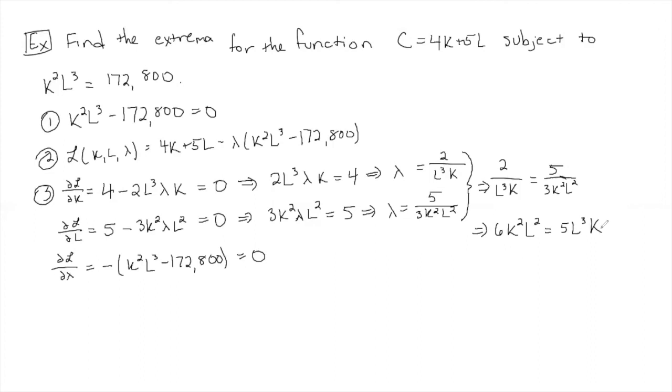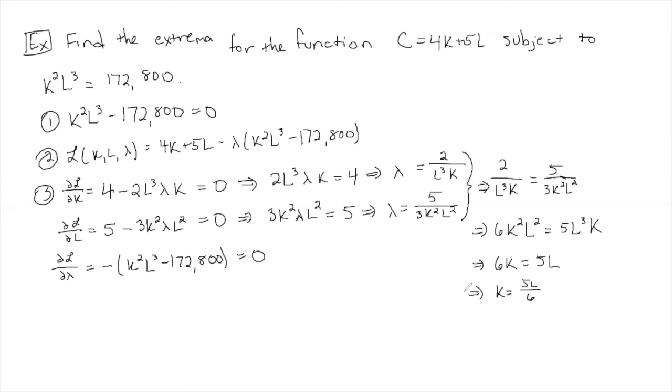Divide L squared over, divide K over, just like we did before, and I get 6K equals 5L. Okay, so again, we pick which one we want to solve for, and in this case, K is on the left, so we'll solve for K here. This is 5L over 6.